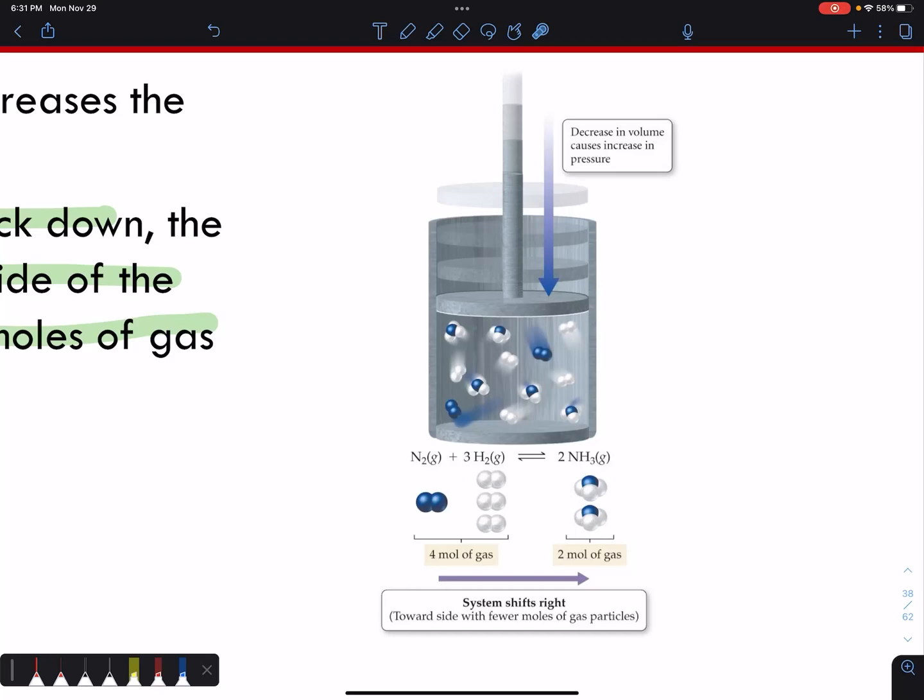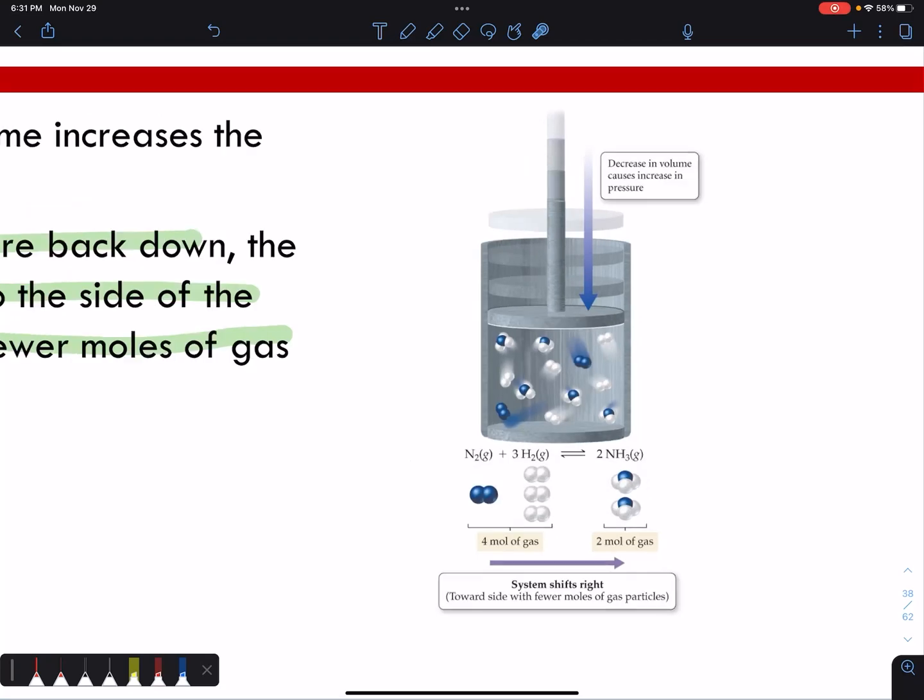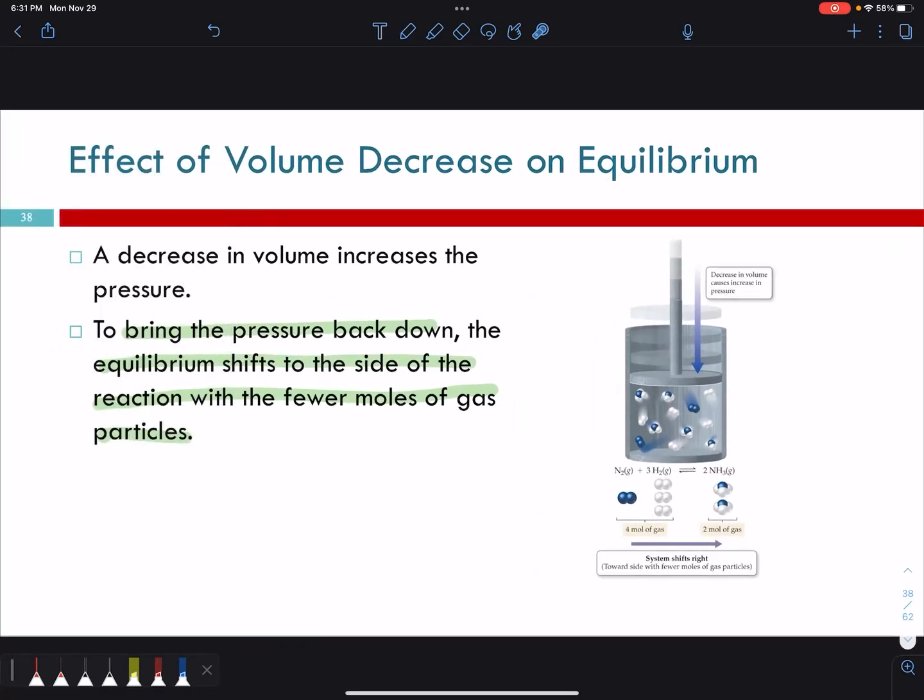Does it always shift to the product side, or can it go either way? It could go either way. It depends on the reaction. That's where you have to count the moles of gas on each side, and it'll shift to the side with fewer. And the reverse is true as well. If we had this system pressurized, the reaction is going to shift to decrease that pressure. If we pull that plunger back up and increase the volume, now the pressure is too low, and so the reaction is going to shift to the side with more gas particles to fill that space.